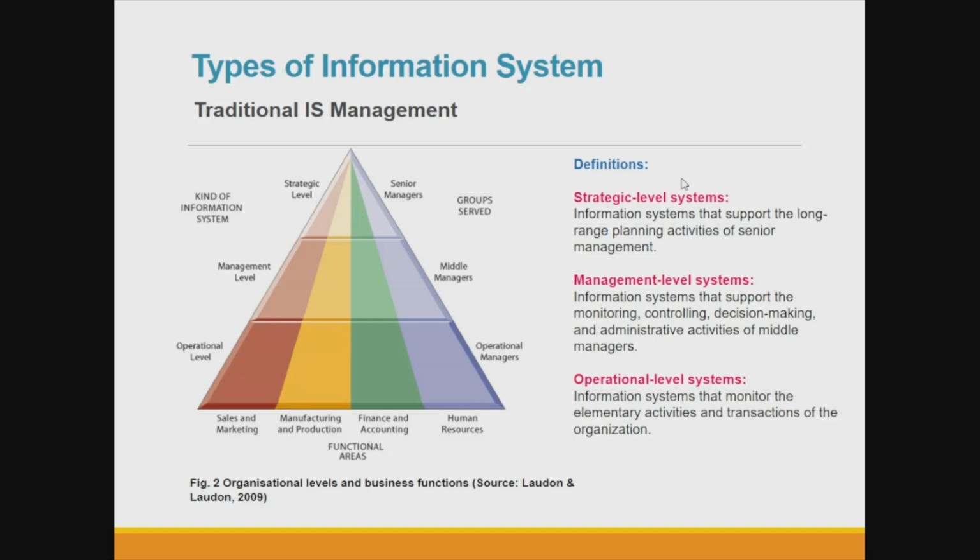And at the top level, it is about the long range planning activities. It's about the strategic planning activities for the senior management. So the IS supports the senior management or top management in order to plan for the business operation. So those are the different levels of using the information system.